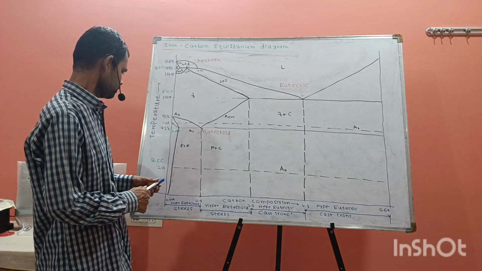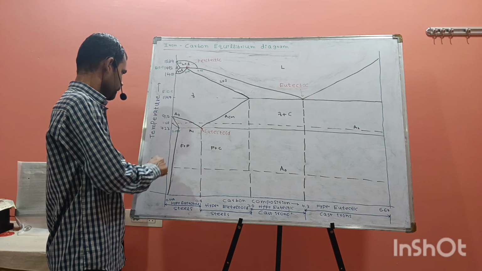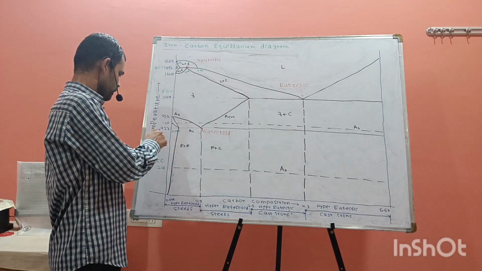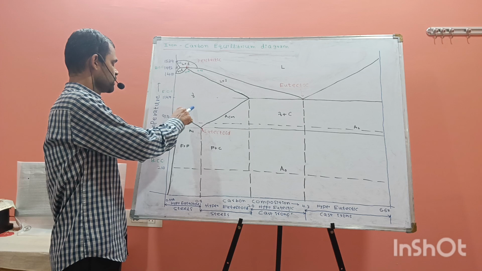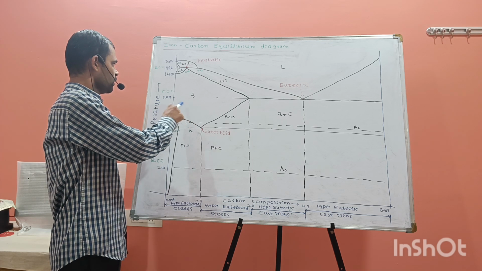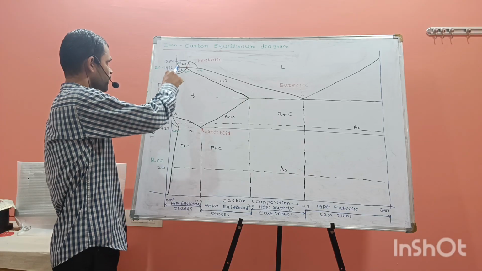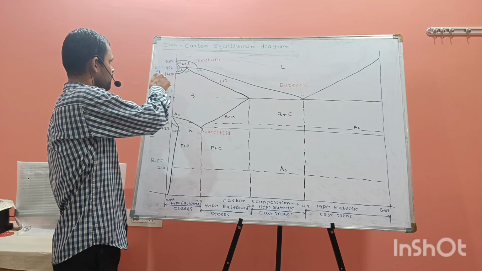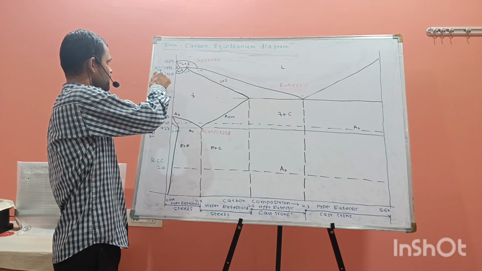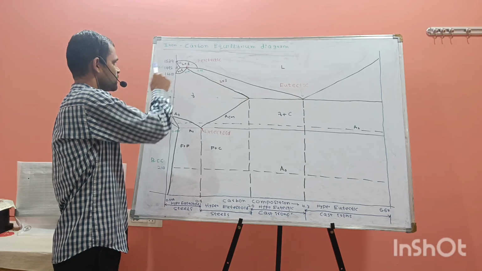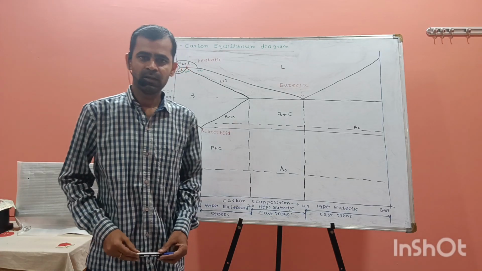Here in the diagram we have different crystal structures. Up to here we have a BCC crystal structure. The phases here will have an FCC crystal structure. The phases we have here will be of body centered cubic crystal structure, BCC. We will see the reactions in the next slide.